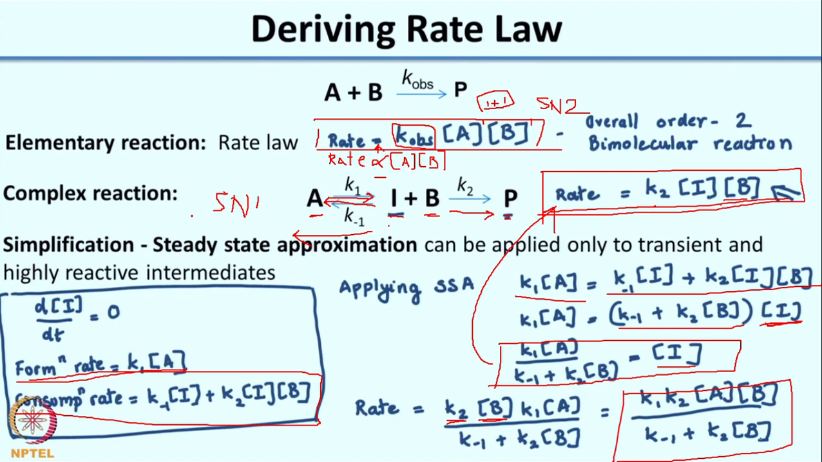So we have applied both the rate equations here, and we have observed that the formation rate is K1 concentration of A, and the consumption rate is K minus 1 concentration of I plus K2 concentration of I and concentration of B. With the help of this equation we have found the concentration of I, and we have substituted this value in our rate equation, and we get K1 K2 concentration of A concentration of B divided by K minus 1 plus K2 concentration of B as our rate equation.